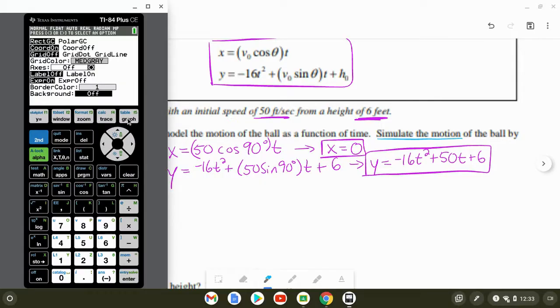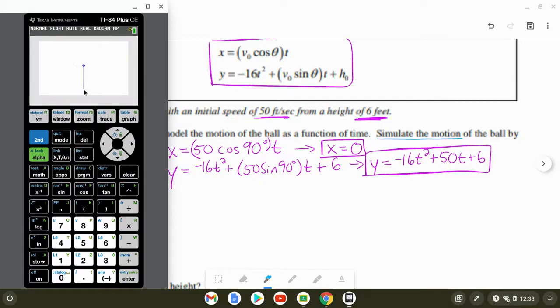So now when we hit graph, you see the ball being thrown from 6 feet high. Remember, the bottom of this is 0. That's the ground. It goes up. This is the highest point that it gets. It comes back down, and now we get a chance to actually see it hit the ground. And again, it's still graphing, but we don't need to see anything beyond that. That's why it's still spinning. Okay? So there's your simulation of the motion.